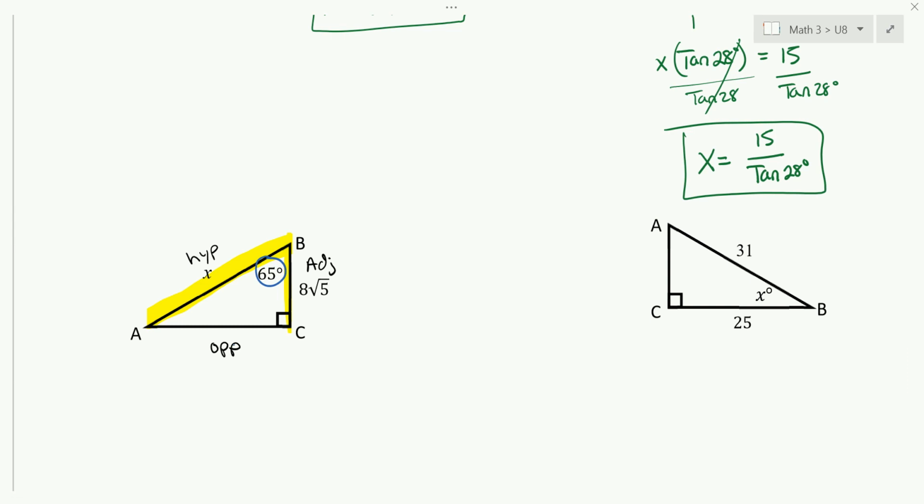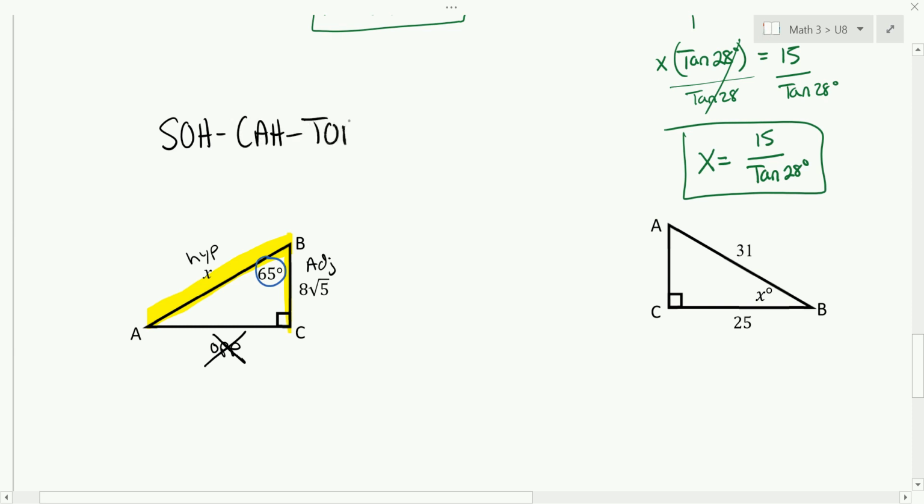So which one do we not want to use? The hypotenuse, the adjacent, or the opposite? Okay, because we're not solving for it and we don't know it. So we don't want to use the opposite. So then which trig function, SOHCAHTOA, which one do we want to use? Which one has the adjacent and the hypotenuse? Cosine. So we write cosine of 65 degrees is adjacent 8 root 5 over hypotenuse x.